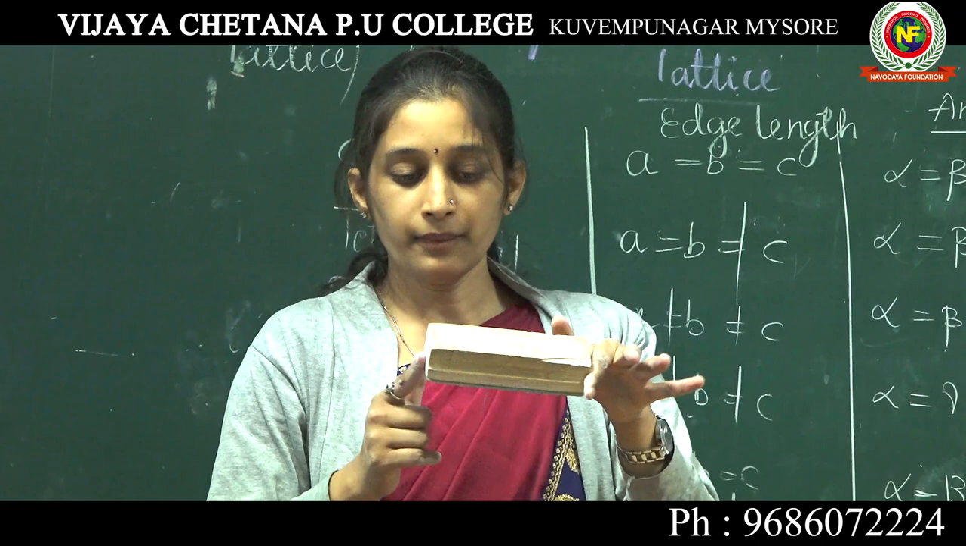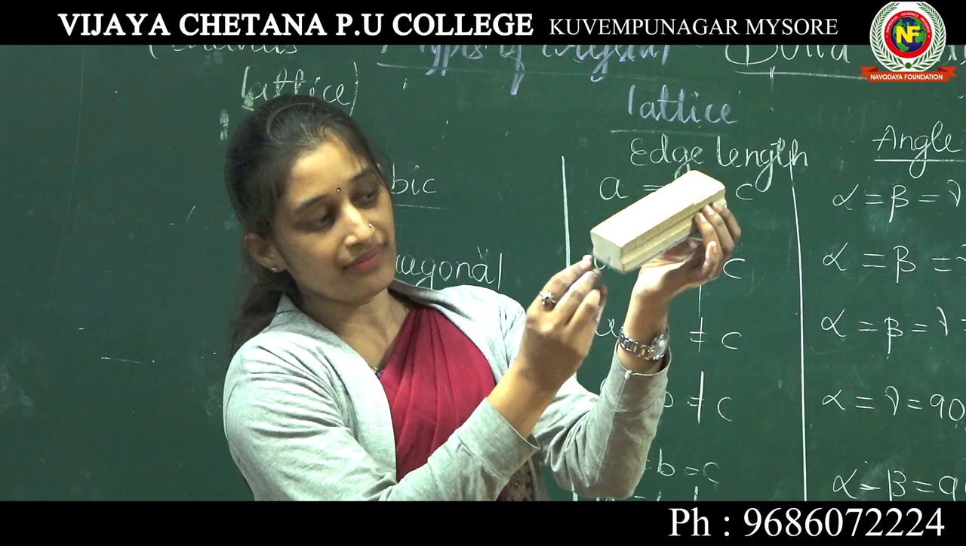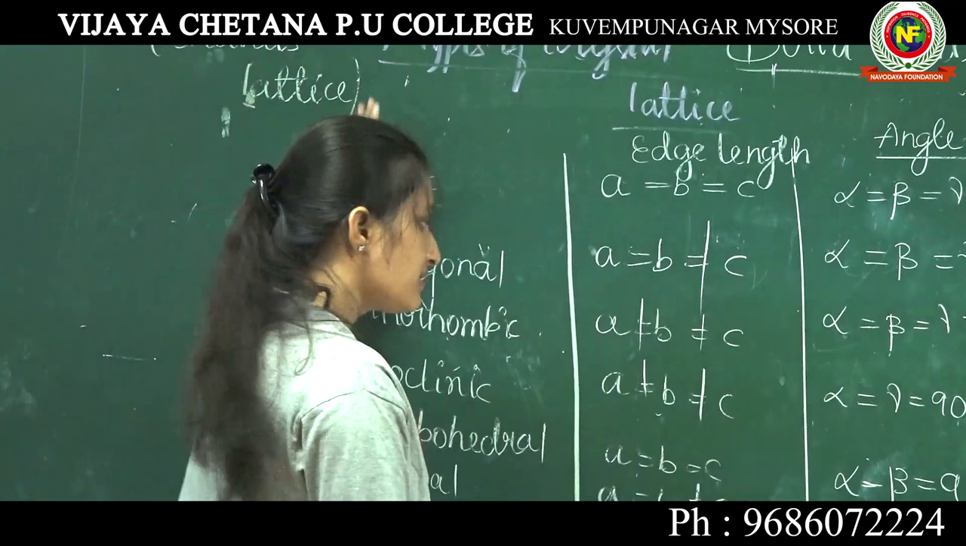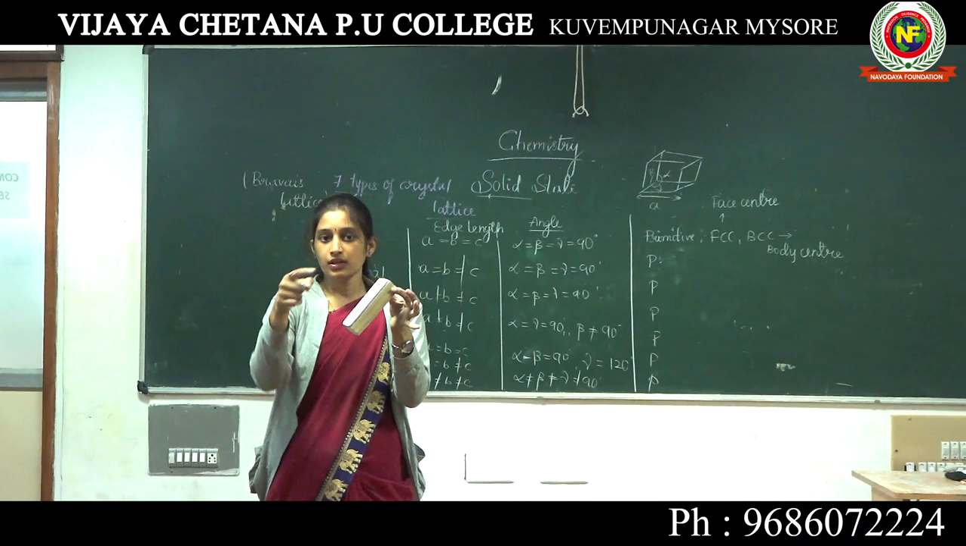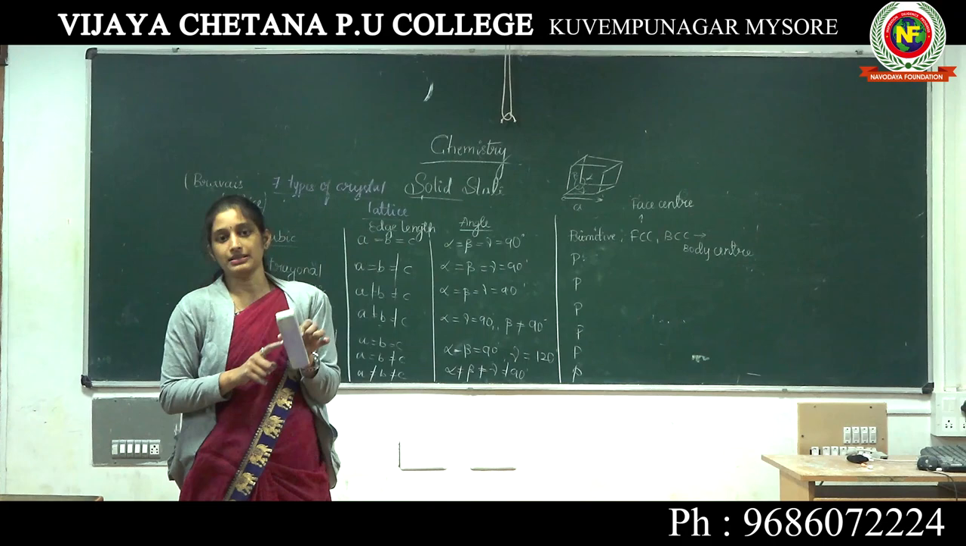See, how many corners are there? One, 2, 3, 4, 5, 6, 7, 8. 8 corners. In every crystal system, 8 corners are 8 atoms. That is primitive. BCC means this is one crystal system, and inside, in the middle, the center of the body, there is one atom along with them. That is BCC.